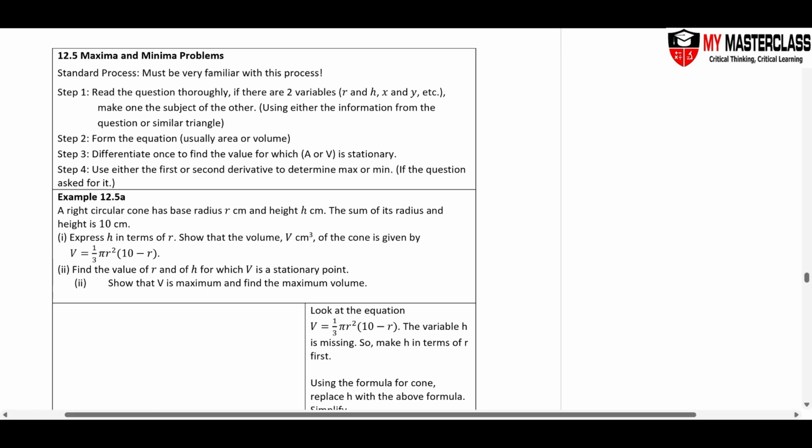This is the fifth application of differentiation, which is Maxima and Minima word problems. Here are some tips that you need to know before you start this type of question. Read the question thoroughly.